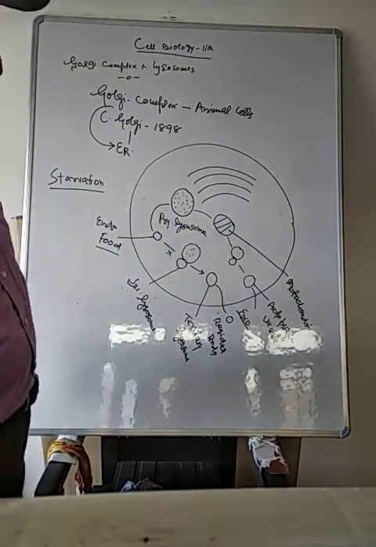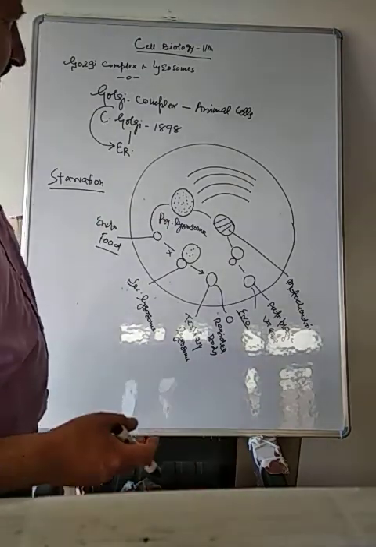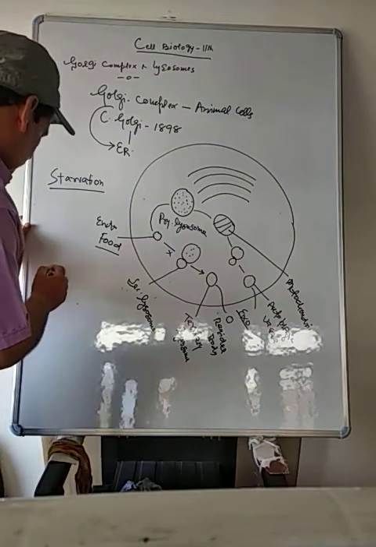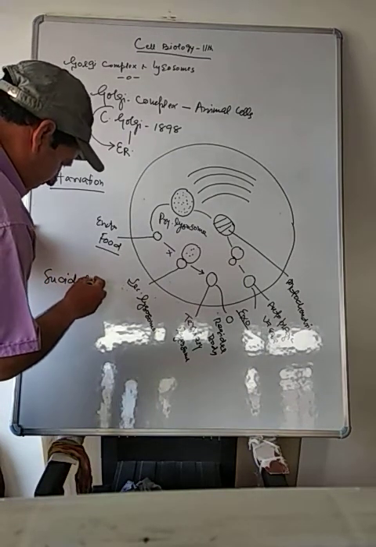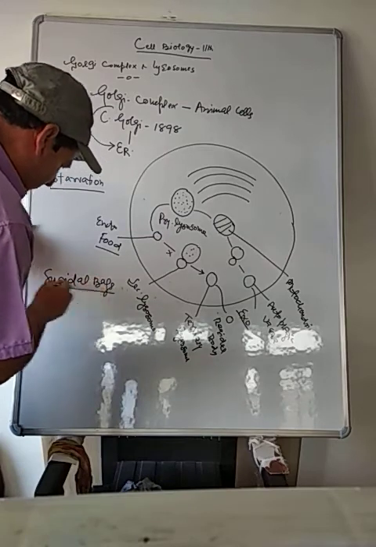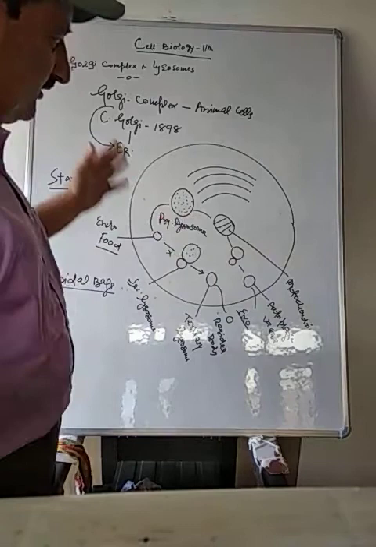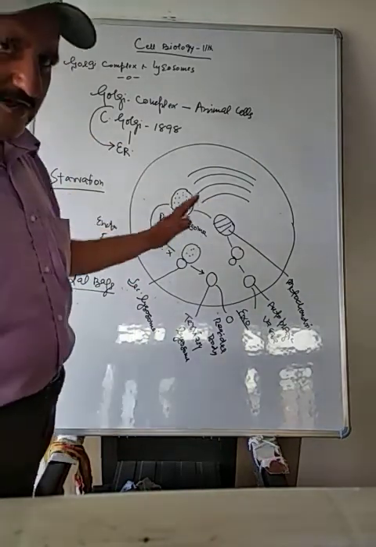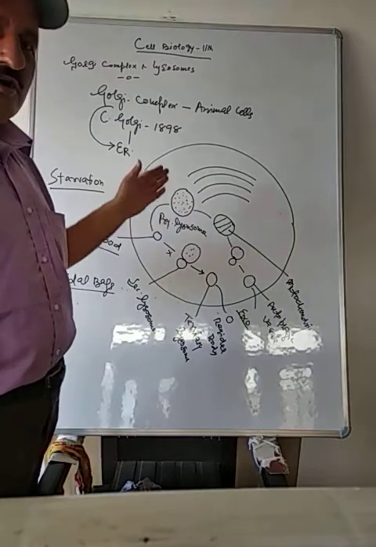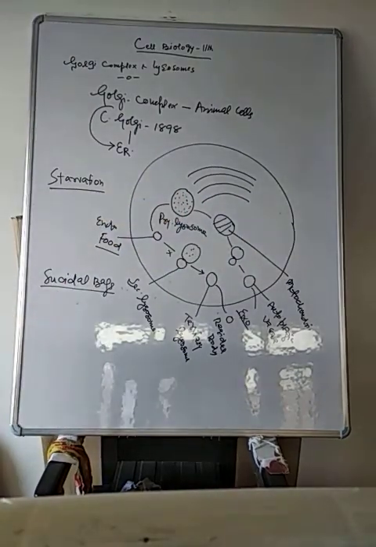When such a condition occurs and all the cells die, a person can die. So these have sometimes been named suicidal beings. That means these can kill a human being, these can kill an animal when food is not available, because these attack the own organelles of the cell. So this was Golgi complex and lysosomes.